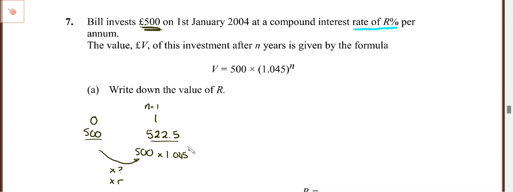No. Compound interest is multiplying. Simple interest is adding. So in this case, what we're looking at is every time, what do we multiply by? We multiply by 1.045. How can I see that from the formula?